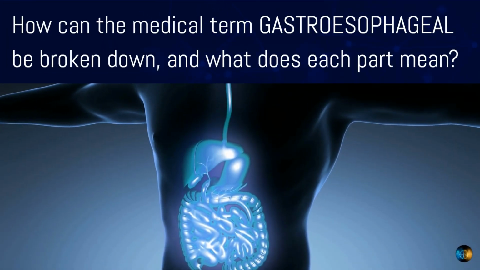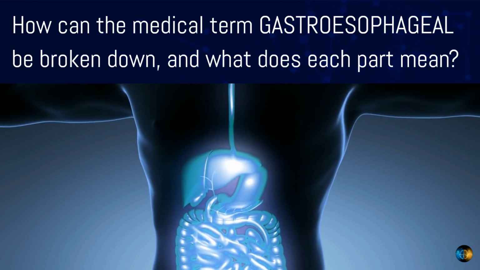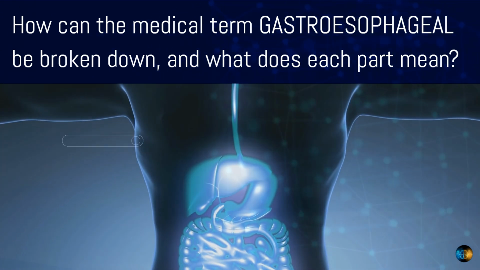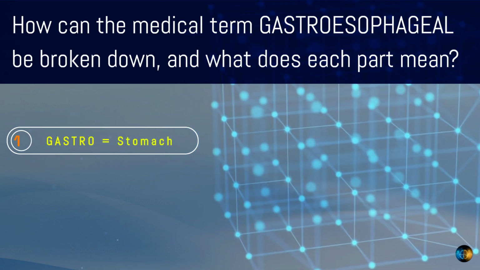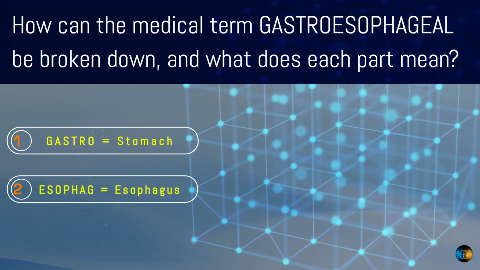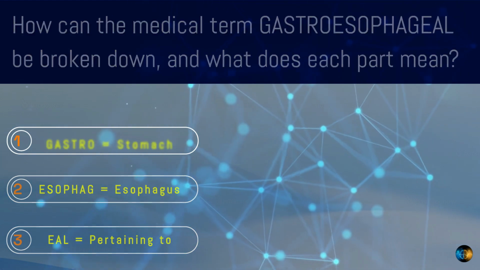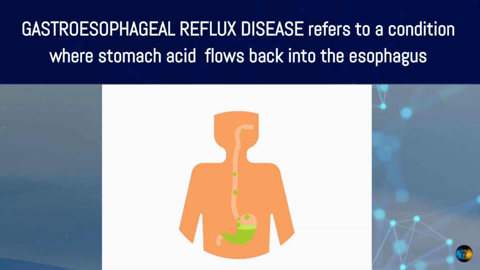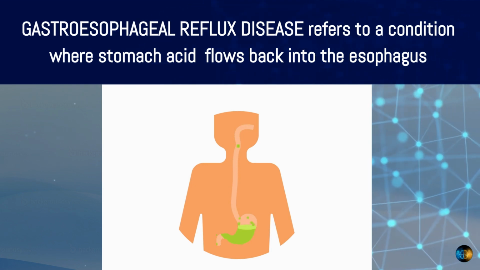How can the medical term gastroesophageal be broken down, and what does each part mean? It can be broken down into three parts. The prefix gastro that refers to the stomach, the root esophag that refers to the esophagus, and eal that means pertaining to. For example, gastroesophageal reflux disease refers to a condition where stomach acid flows back into the esophagus.